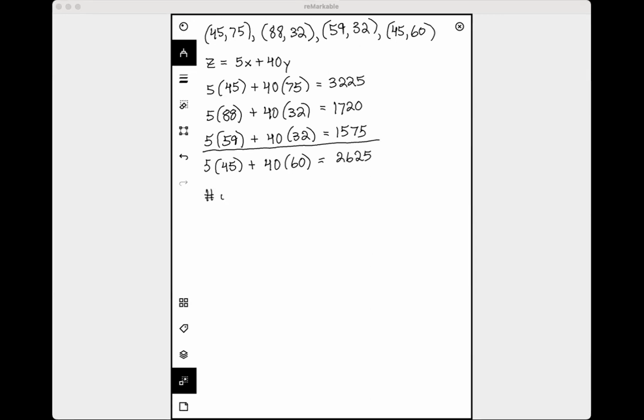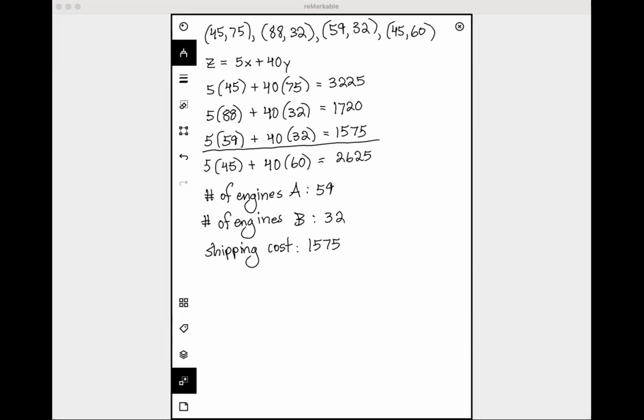So the number of engines shipped to plant A ought to be 59, and the number of engines shipped to plant B ought to be 32. And our shipping cost is the number that we just minimized. That's 1575. Okay, so this is probably the solution.